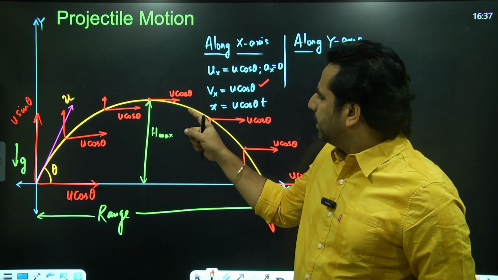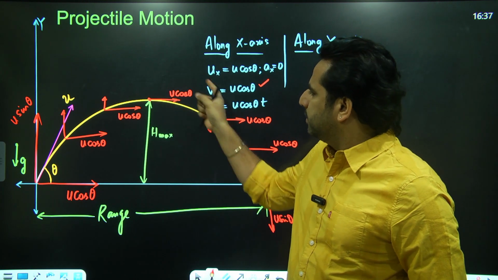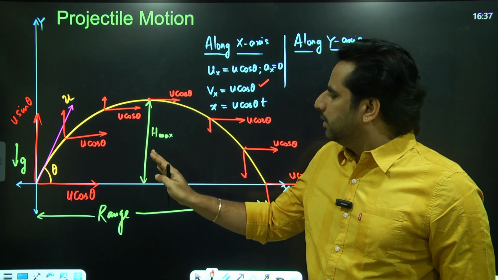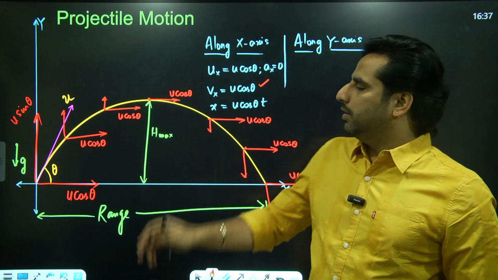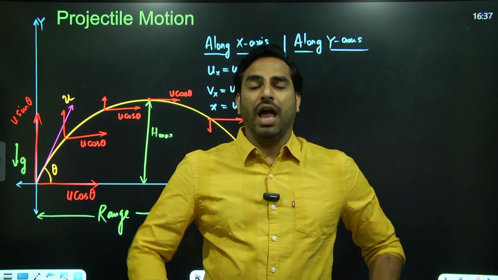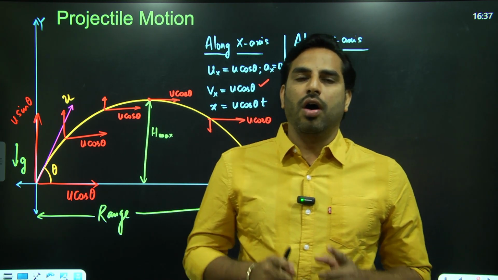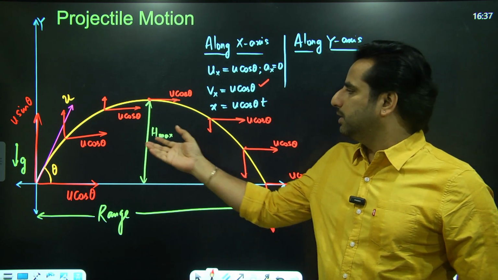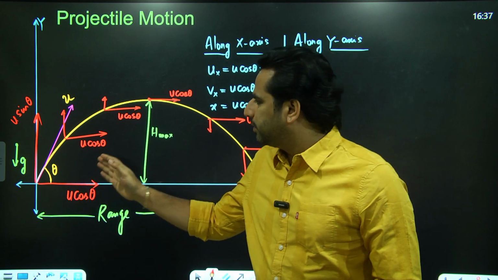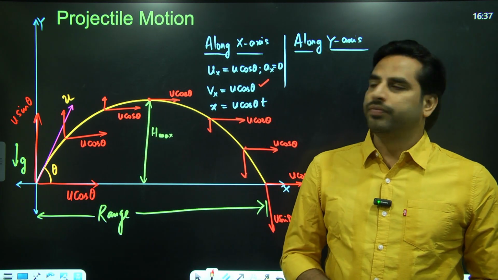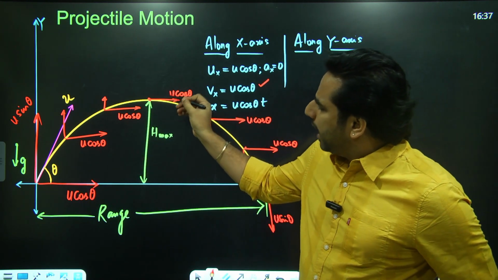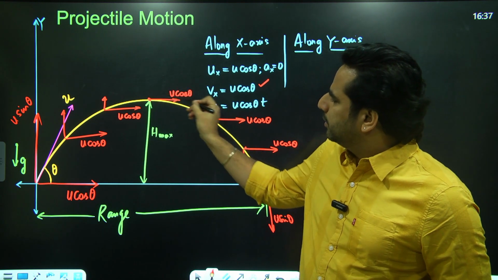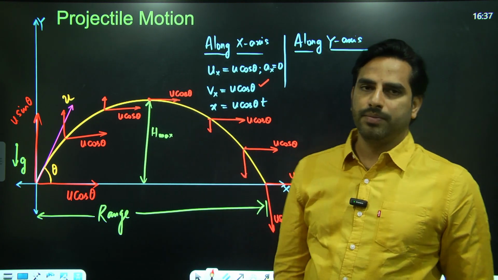There are several questions that can be asked based on this concept, that the horizontal velocity of the projectile remains constant. I will do a separate video on all the possible questions that can be asked based on this concept of horizontal velocity of the projectile remaining constant. Now, at the maximum height, the vertical component is zero, it is still having u cos theta.